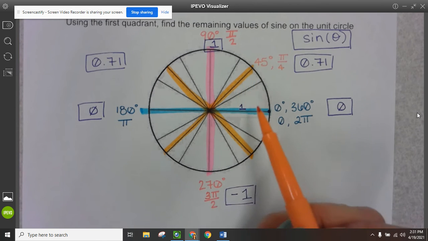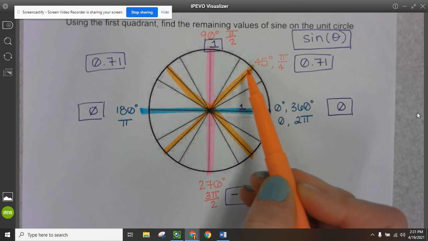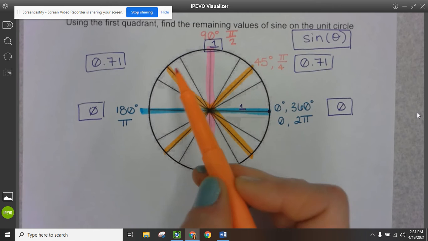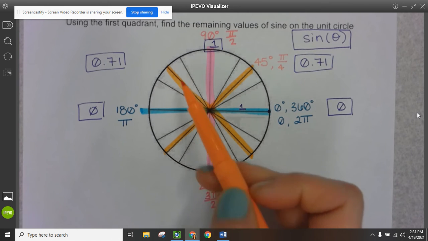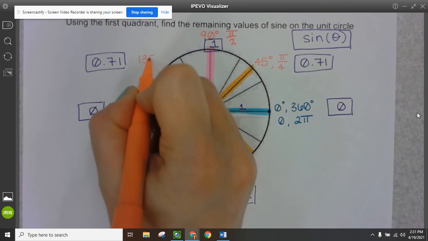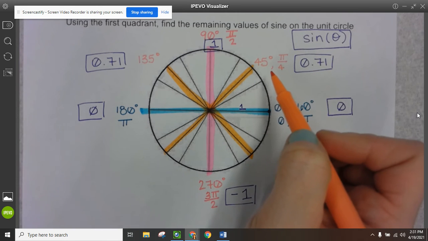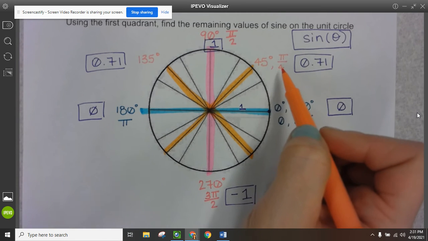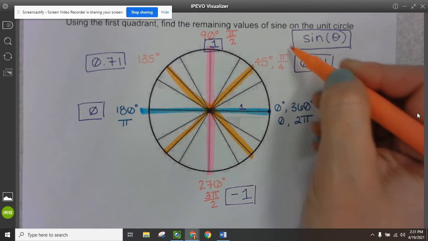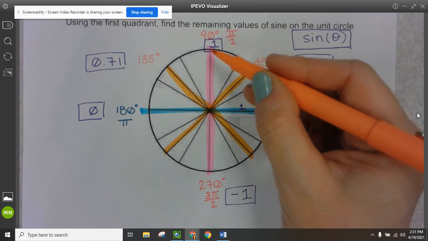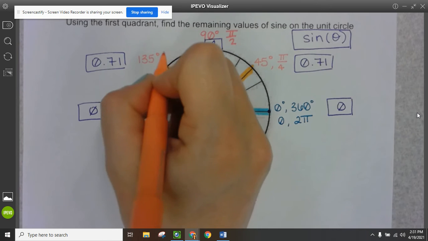Now, 45 is halfway between 0 and 90. So this is a 45 degree angle. This is two 45-degree angles, which gives me 90. This is three 45-degree angles. So 90 and 45 more gives me 135 degrees. And if you heard me saying I went three 45-degree measurements, so it's 3 of my pi over 4s. So this is 1 pi over 4, 2 pi over 4, 3 pi over 4.